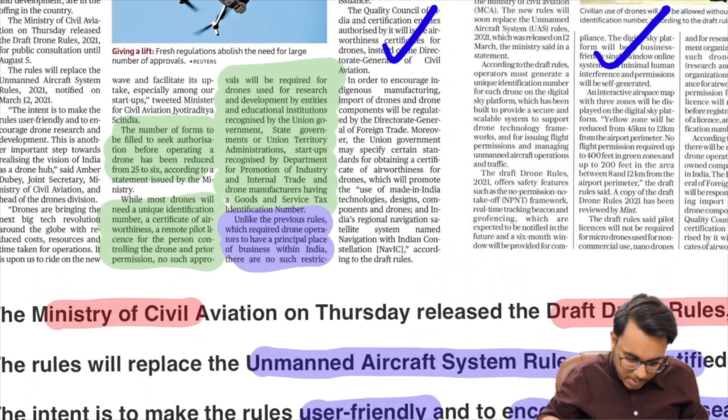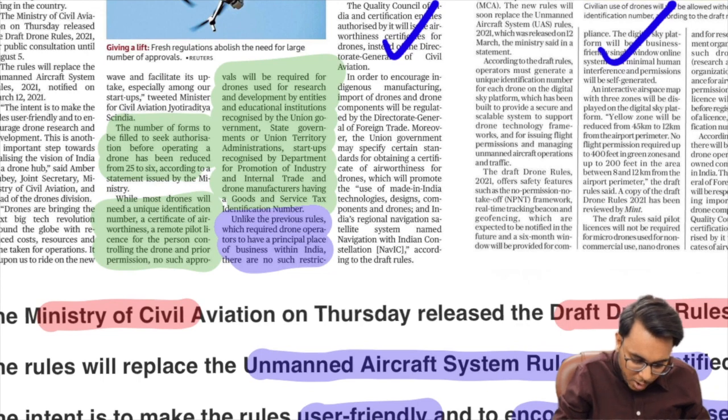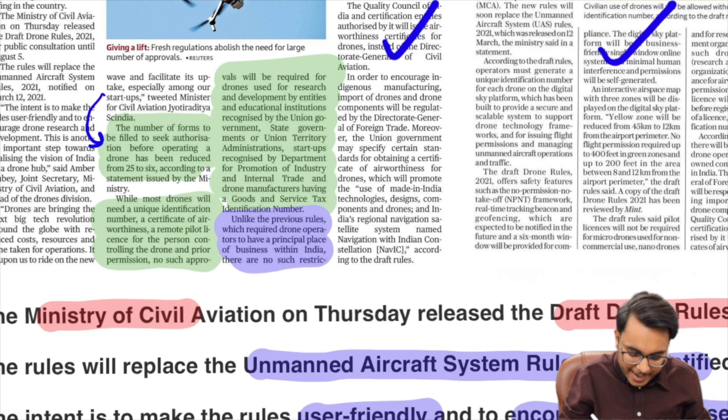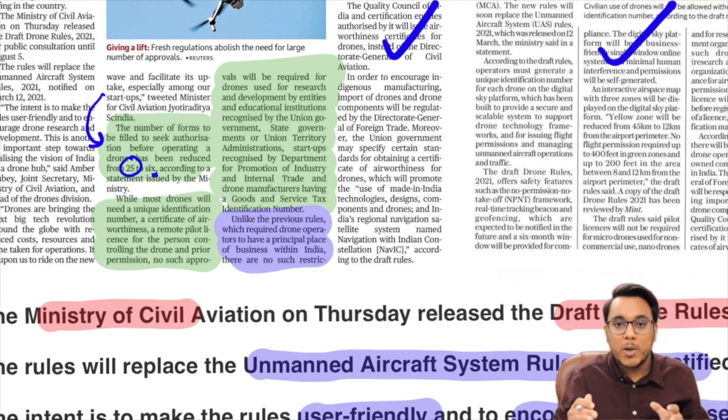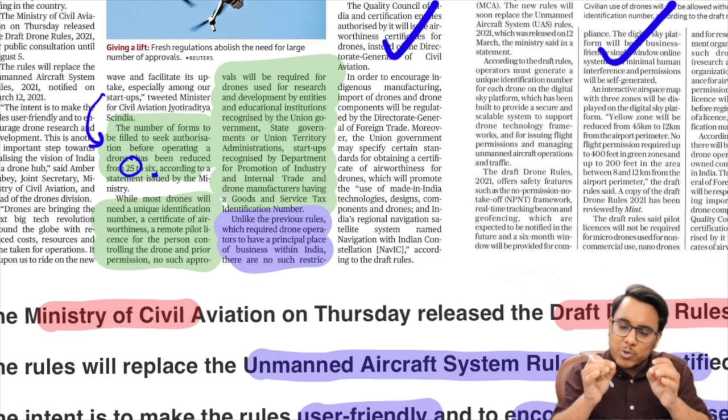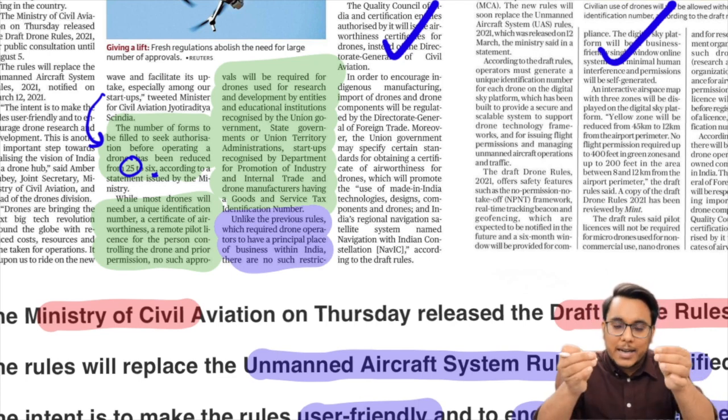Further guys, it has also been provided that the number of forms that were to be filled for seeking authorization for drone operation has been reduced. Earlier 25 forms were needed, now it has been reduced to 6. Now guys, you don't need to remember the numbers 25 and 6. You just need to keep in mind that the due diligence has been reduced.